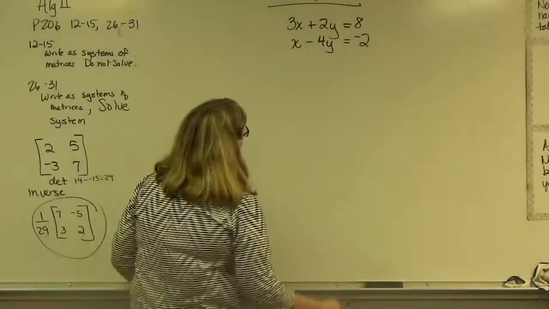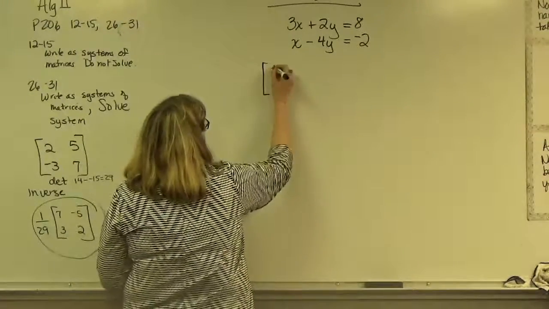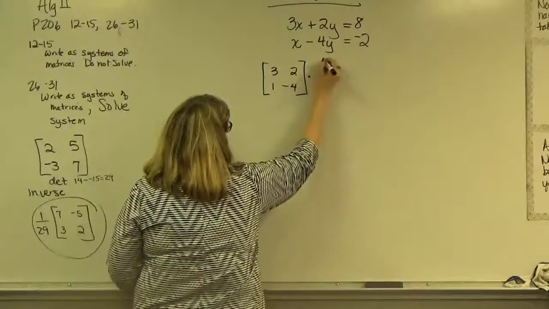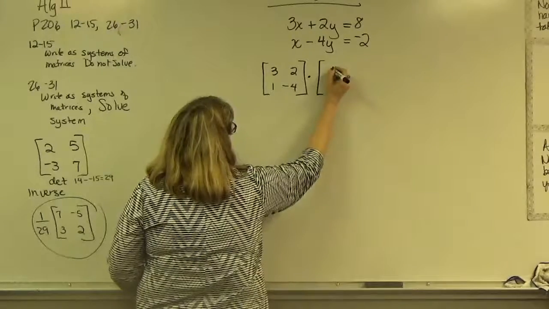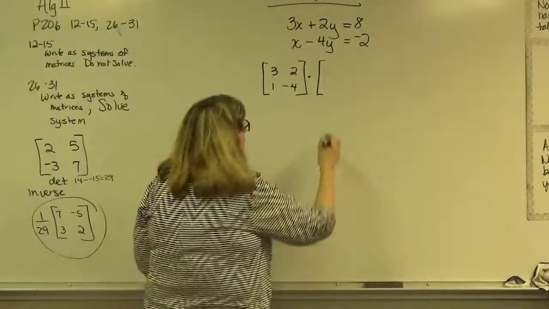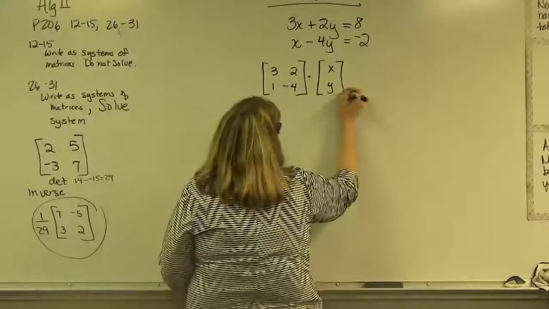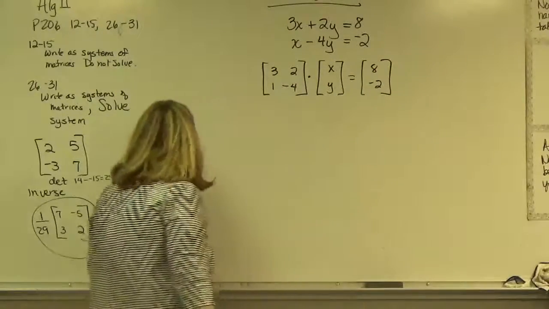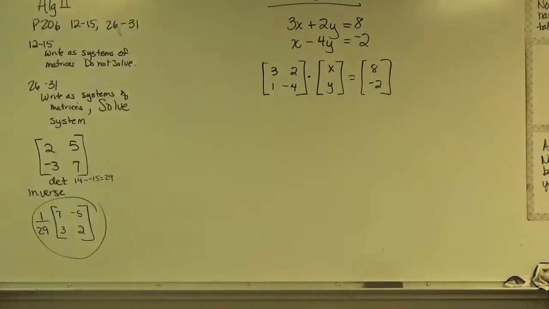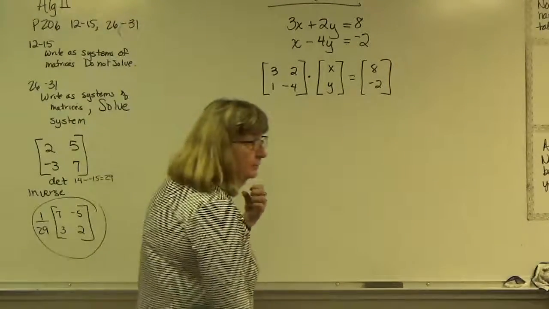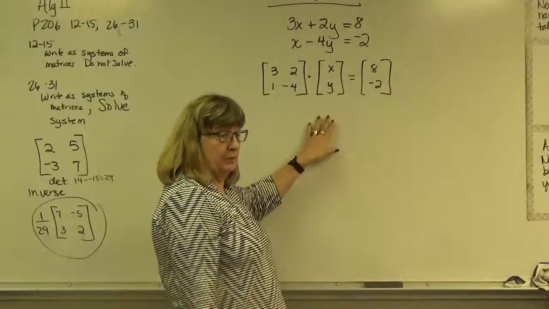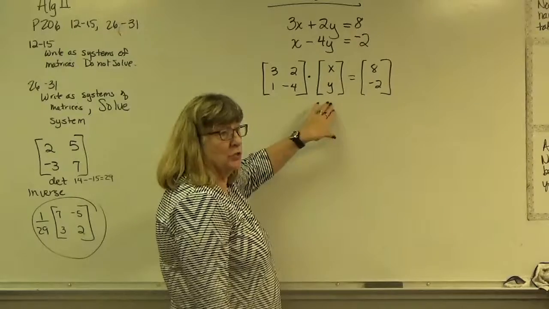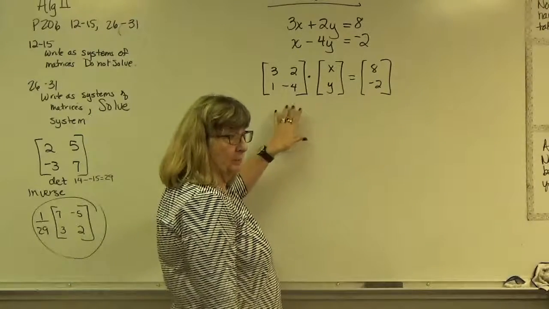So Mary Lynn, what's going to be our coefficient one? 3, 2, 1, negative 4. Okay, and Riley, the variable one? Oh, X and Y, right? And Carissa, what is our constants? 8, negative 2. Now, what did we do to solve for x, right? You multiply by the multiplicative inverse, right? We're solving for x and y at the same time. You're still going to multiply by the multiplicative inverse.